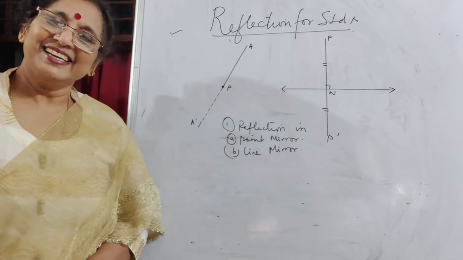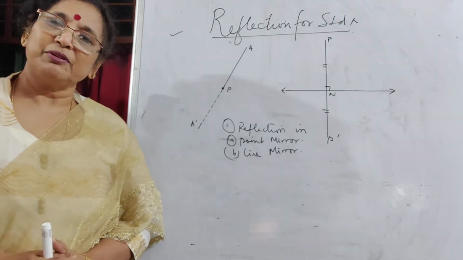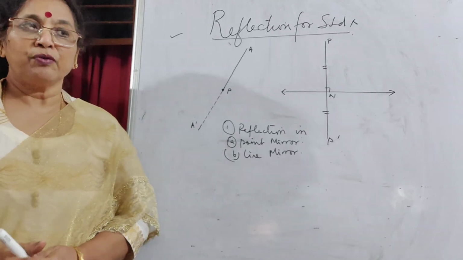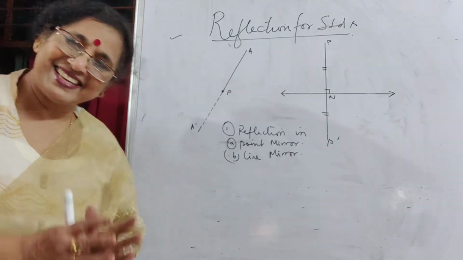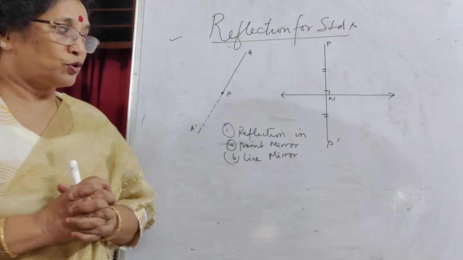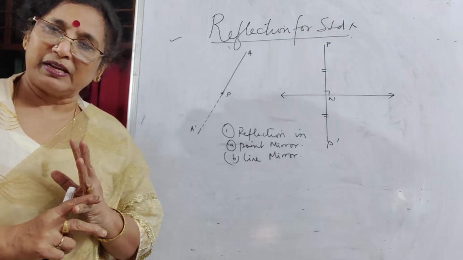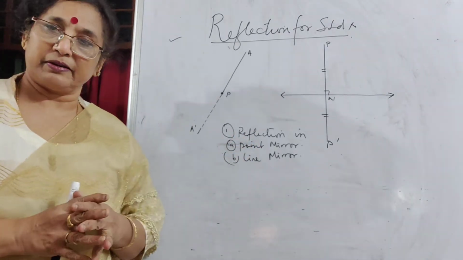Hope all good. So today's class will be on reflection in coordinate geometry for standard 10. Now, the reflection which you have heard about is the same that you learnt in physics, right? In maths, we have two kinds of mirrors. One is a point mirror and one is a line mirror.